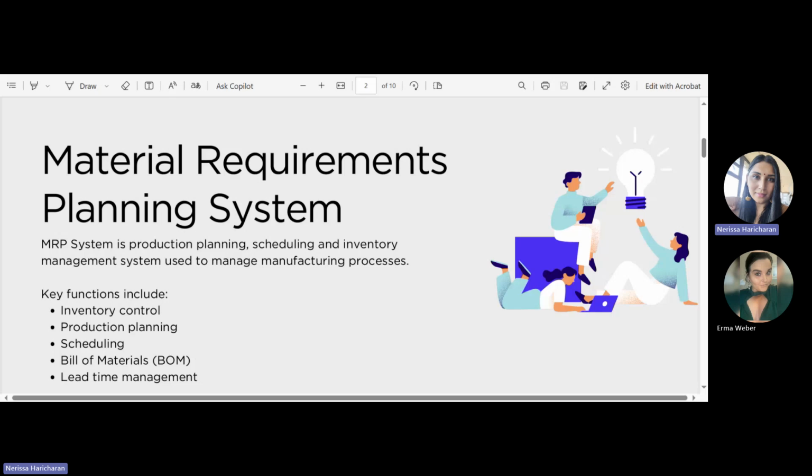Some of the key functions of an MRP system, your material requirements planning system, number 1 is inventory control. Basically, you need to know that you have the right materials available at the right time for when you are starting to go into a production process. You want to avoid as many shortages as possible and also avoid too much stock. So you want to have control over your inventory, making sure you have the right materials available at the right time. So that's where inventory control comes into play.